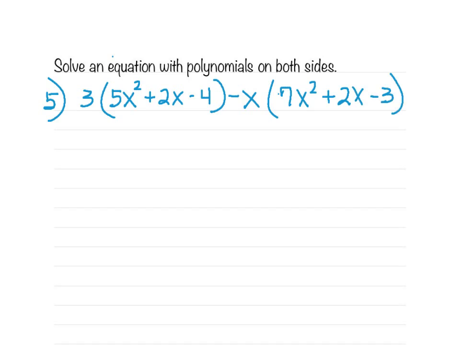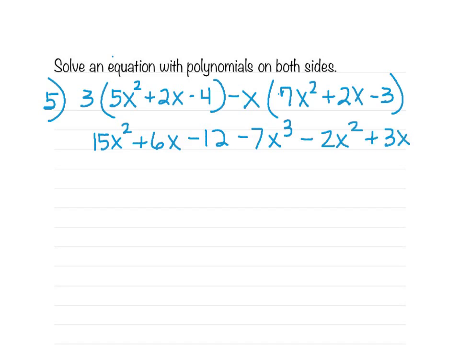So the first thing we have to do in order to simplify is we have to distribute. So let's go ahead and distribute. 15x squared plus 6x minus 12. Now we'll distribute the negative x. It's negative 7x cubed minus 2x squared plus 3x. And now we need to simplify by combining like terms.